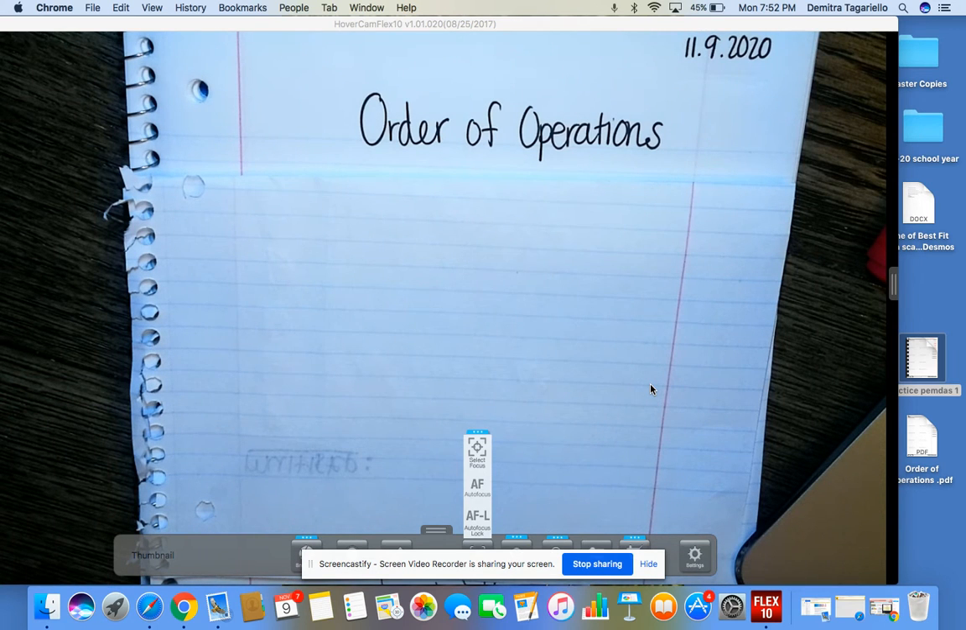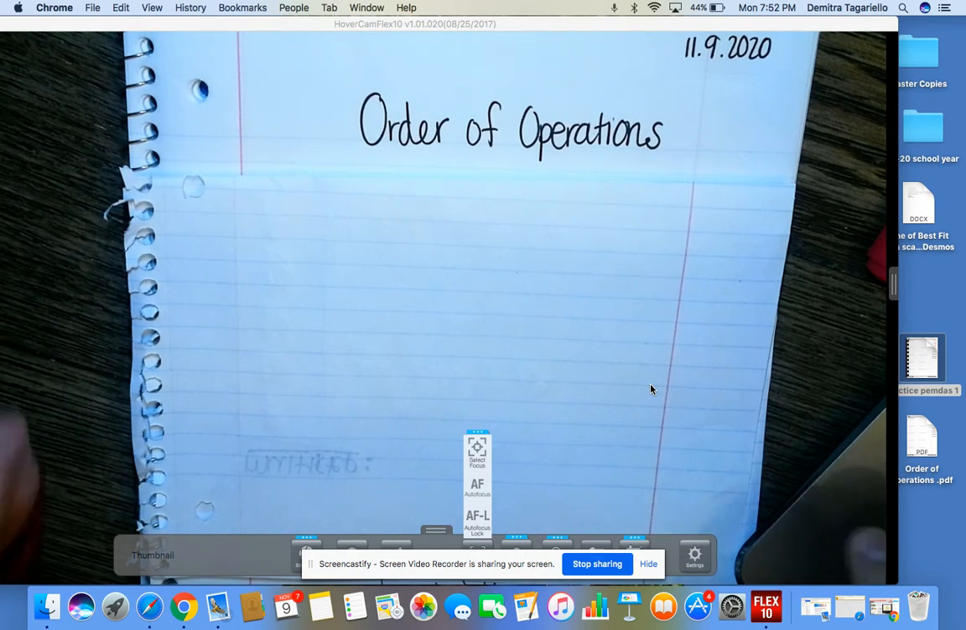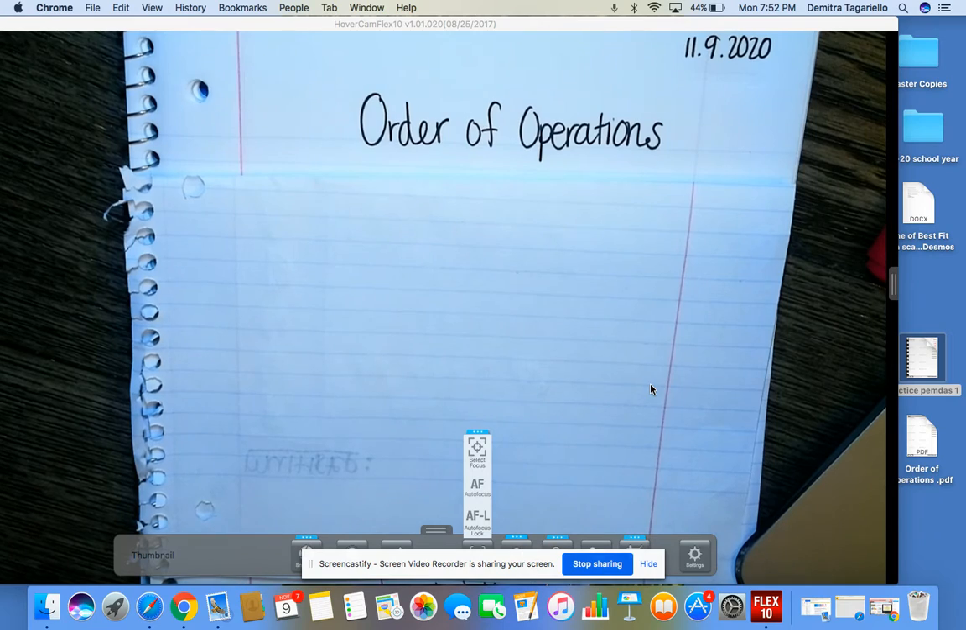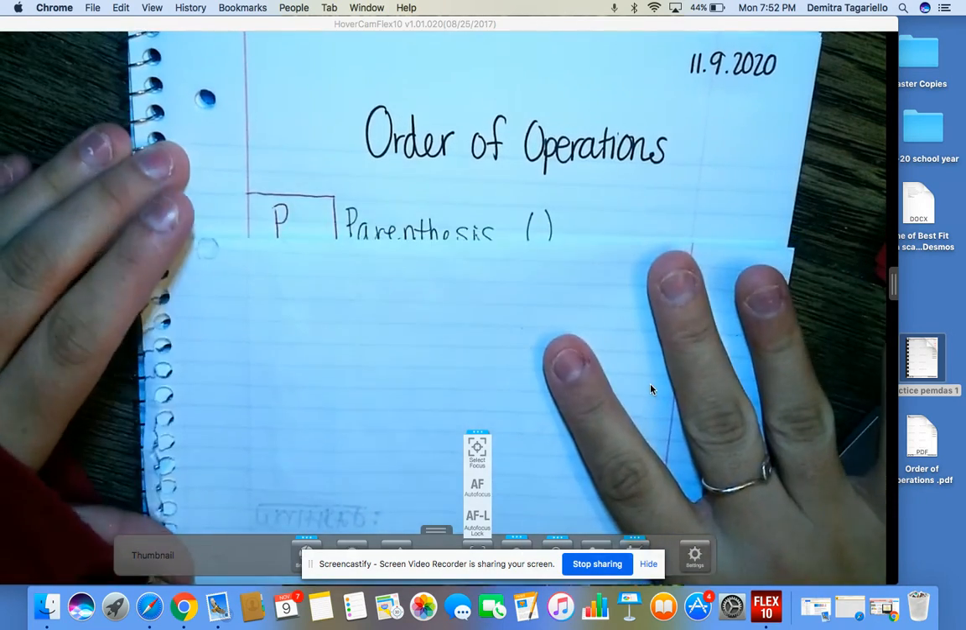Okay, so today we're going to be taking notes on orders of operations. So first thing I'm going to have you do is make sure you have a notebook ready to go. You're going to be taking these notes on your own, and I need you to take a picture and upload them to make sure that you have them down. Okay, so first thing that we're going to do is we're going to write out PEMDAS.